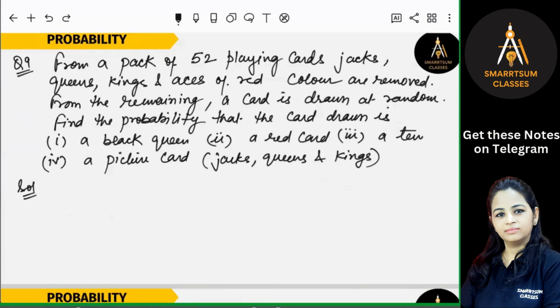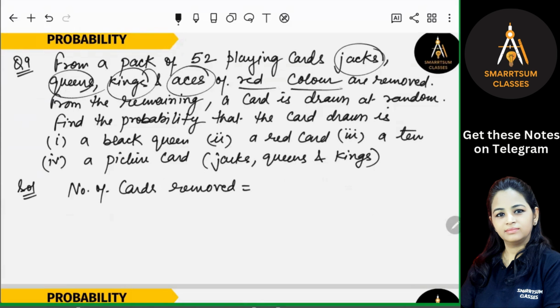So now very first, what we have to find is how many cards have been removed from the 52 playing cards, right? So the number of cards removed. If we see here, jacks, queens, kings, and aces of red color. It is not a particular suit they are saying, it is saying red color. So for every face card, there are two cards of red color. Yes or no? Means two jacks, two queens, two kings, and two aces. Like this, right?